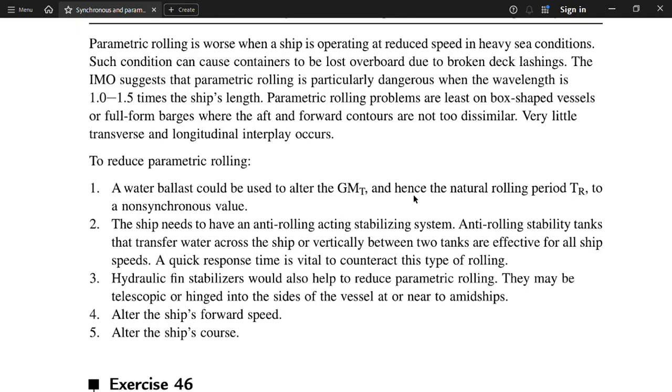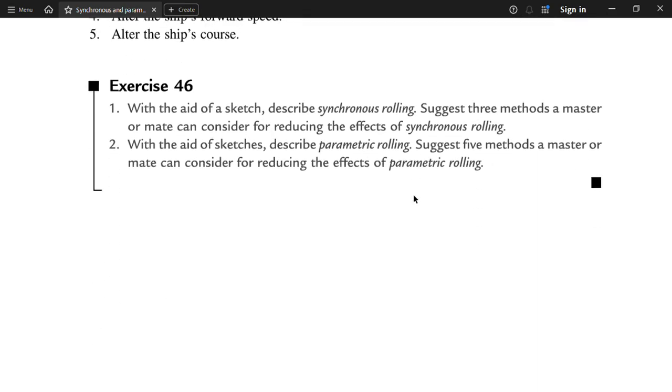The ship needs to have an anti-rolling stabilizing system. Anti-rolling stabilizing tanks that transfer water across the ship or vertically between two tanks are effective for all ship speeds. A quick response time is vital to counteract this type of rolling. Hydraulic fin stabilizers would also help to reduce parametric rolling. They may be telescopic or hinged into the sides of the vessel at or near amidships. Also, alter the ship's forward speed and alter the ship's course. These are things that we can do.